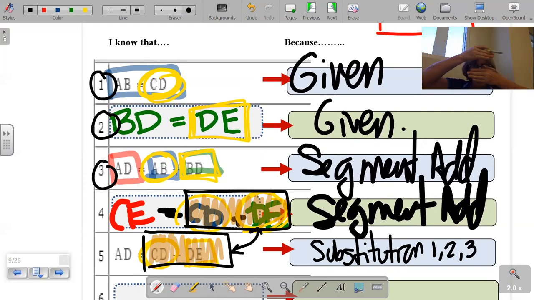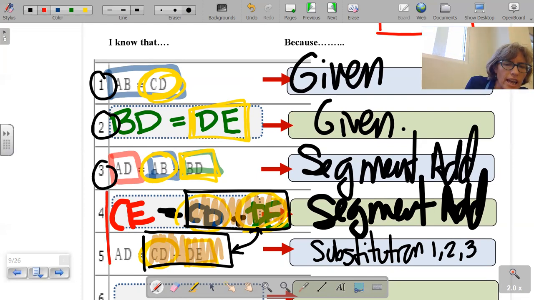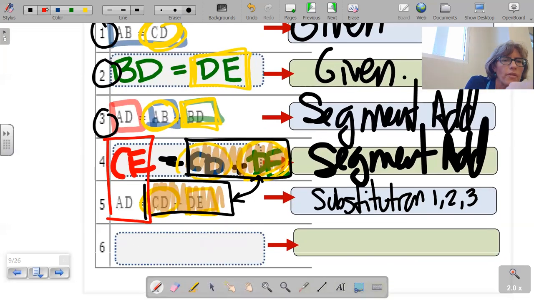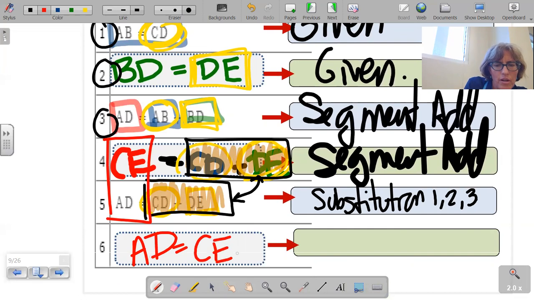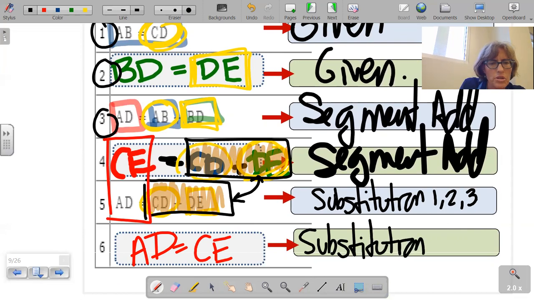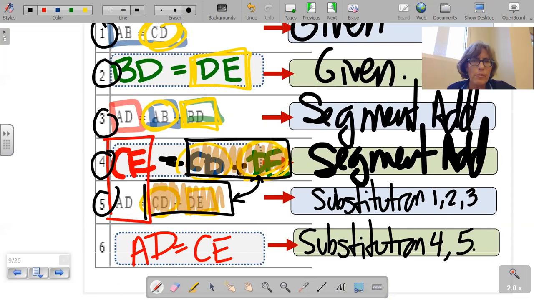Now, because those black boxes are equivalent, we can now finally connect our two reds, which is AD is equal to CE. And the reason is substitution, and we substituted lines 4 and 5. There's your target.